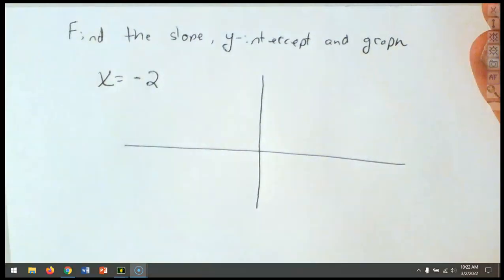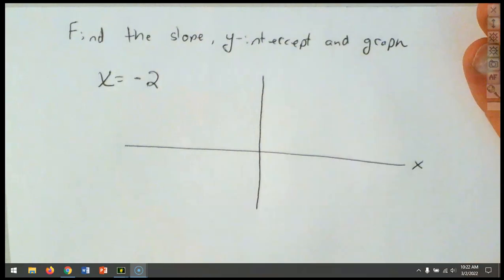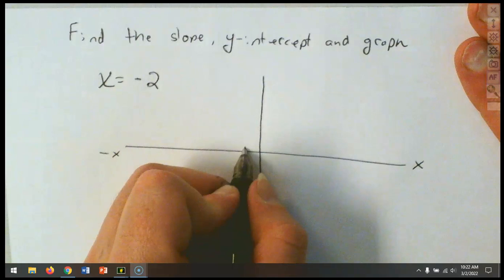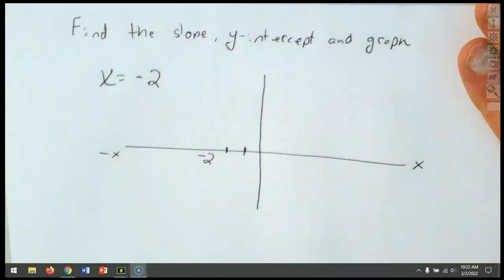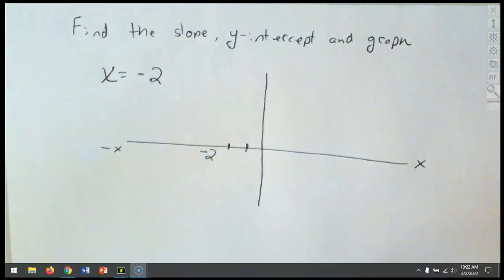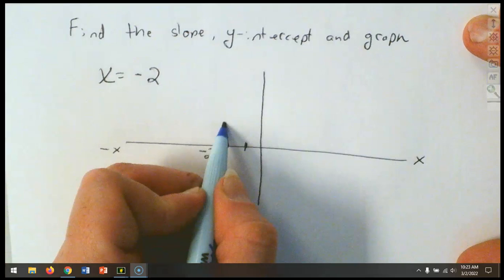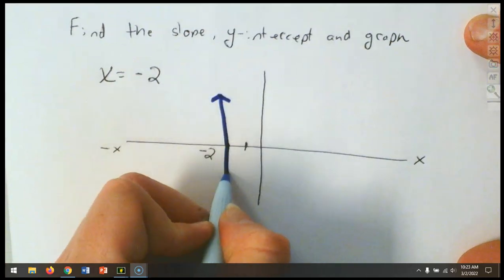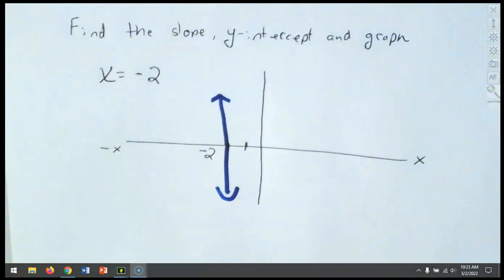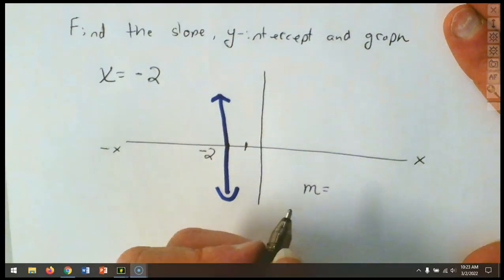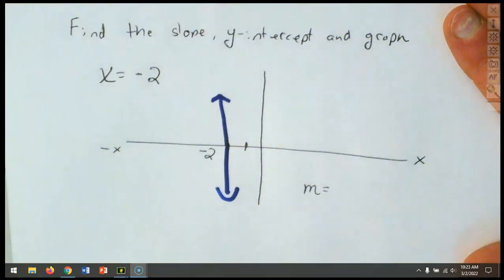And we're looking at x equals -2. So this is your x-axis here. And this is your negative x. So -2 would be over here. It has to go through that -2 on the x-axis, and the only way that it can do it is with a vertical line, like that. And so if it's a vertical line like that, that means my slope is not 0. My slope is undefined, right? Because undefined is reserved for vertical lines.